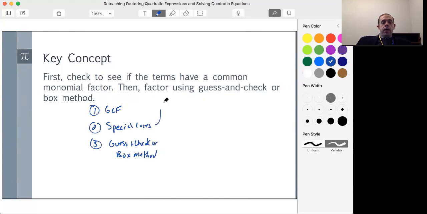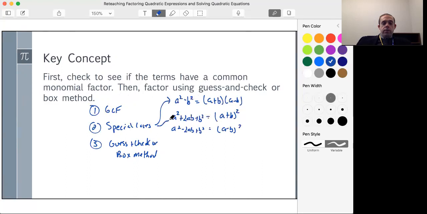When I say special cases, that means the difference of two things squared, which factors to a plus b times a minus b, or a perfect square trinomial, a squared plus 2ab plus b squared, and that's going to factor to a plus b quantity squared, or a squared minus 2ab plus b squared, and that's going to factor to a minus b squared. So these are the special cases that I'm referring to.